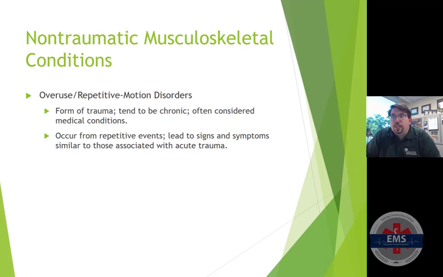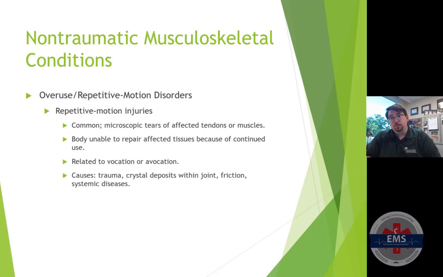Now, one of the conditions that we see has to do with overuse or repetitive motion disorders. Not like any of us in EMS have ever had to use our backs to lift. In this case, it is a form of trauma, and it tends to be chronic. Often it's considered to be a medical condition because we've had chronic overuse of these muscles and bones. Again, it occurs from repetitive events, which leads to symptoms and signs similar to those associated with an acute trauma. Anywhere they're doing repetitive work, factory work, clerical work, EMS work, you name it, we fall into that realm.